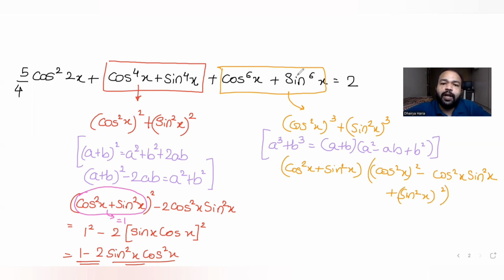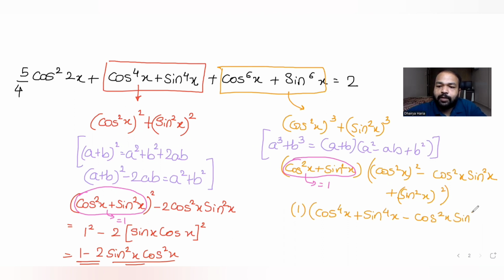If I solve further, the first bracket is sin square theta plus cos square theta, which is equal to 1. So your first bracket becomes 1. The second bracket becomes cos raised to 4x plus sin raised to 4x minus cos square x sin square x. Since the first bracket is 1, 1 into anything is the same term, so I have only this term left. I already know that cos raised to 4x plus sin raised to 4x is equivalent to 1 minus 2 sin square x cos square x.